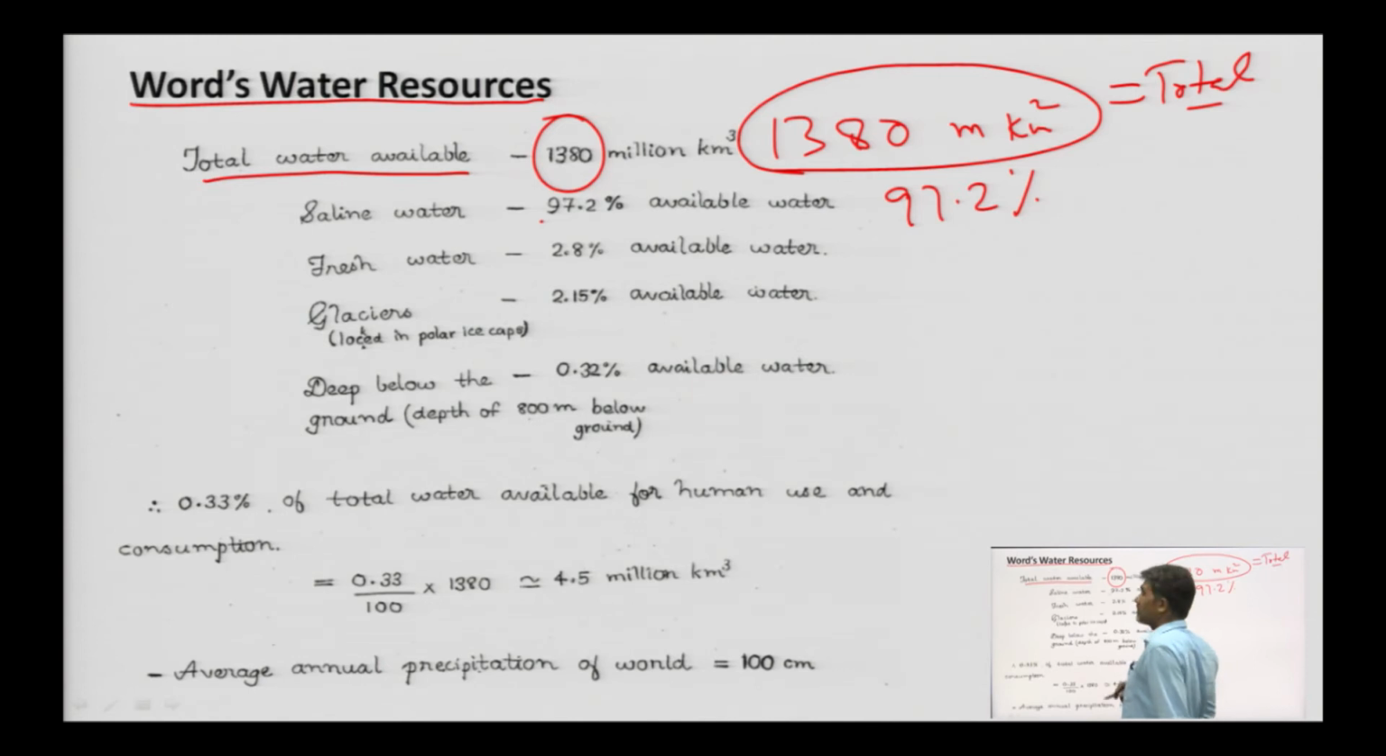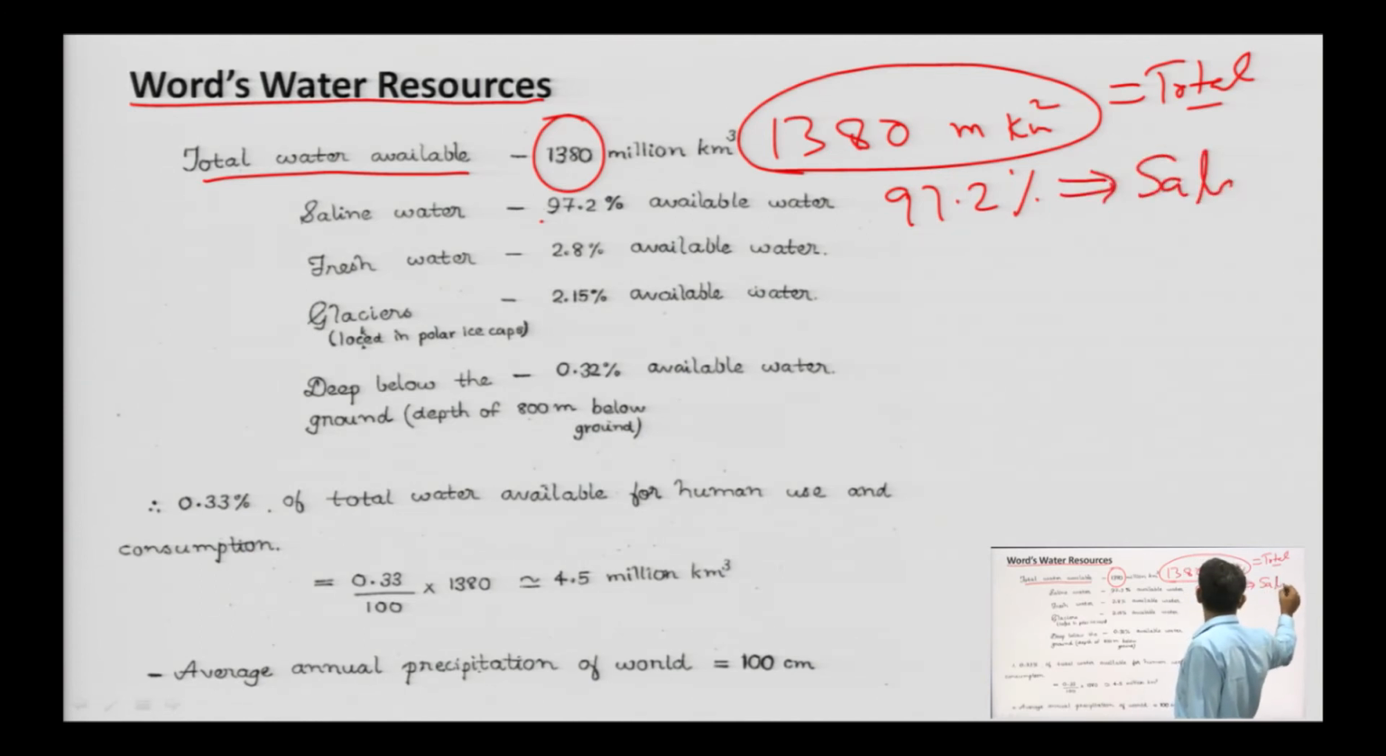Out of this total quantity, 97.2% of the water is with the oceans, and therefore it is saline. So 97.2% of the water available to us is not in any direct use, in terms of our domestic or industrial needs. The remaining is how much? 2.8%. If the total is 100, the remaining is 2.8%.